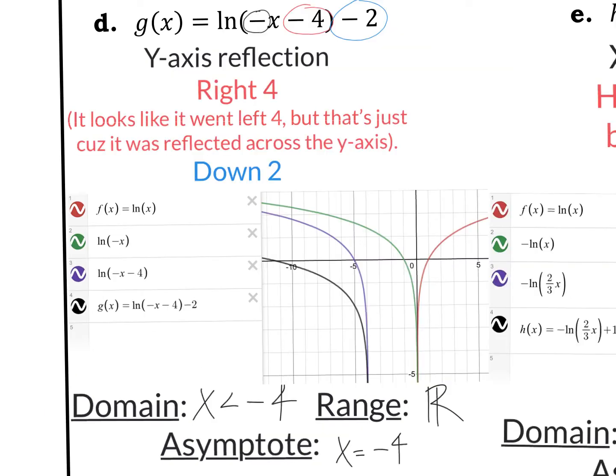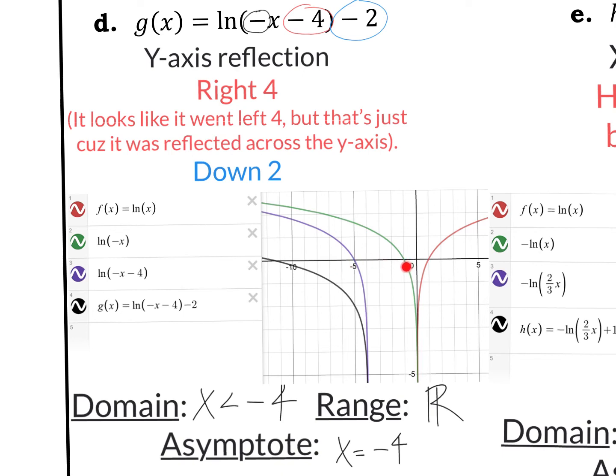All right, so on example D, I have ln of -x minus 4 in parentheses, and then I have -2 on the outside of parentheses. So reading it from left to right, the negative on the inside is going to make it reflect over the y-axis. And so here you see the original in red, and now the new one's in green, going off to the left now. And then the -4 is going to make it go right 4, but it's going to look like it goes left 4.